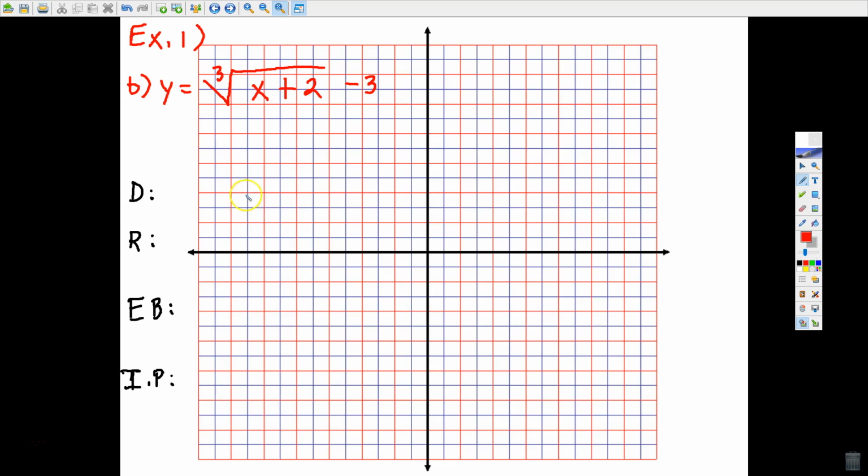So let's do this one, 1b. All right, I'm going to start with those points again, just to use them as a reference. And then we've got two moves this time. We're going to be going left 2 because h is negative 2, and then we're going to go down 3. So each one of these: left 2, down 3. All right, and now we're ready to draw through those.